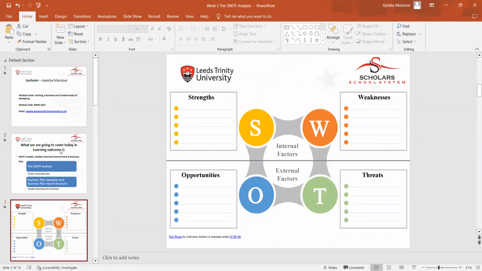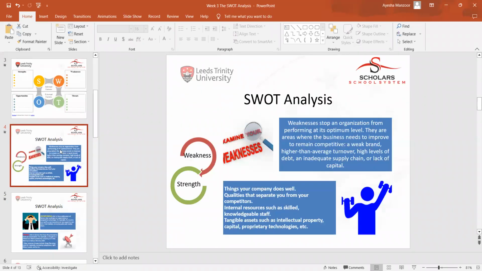First of all, to make clear what SWOT analysis stands for: S for strengths, W for weaknesses, O for opportunities, and T for threats. Strengths and weaknesses come under the internal factors, and opportunities and threats come under the external factors. This picture has been discussed with the students to make clear what the SWOT analysis is, what it stands for, and what comes under the internal and external factors.